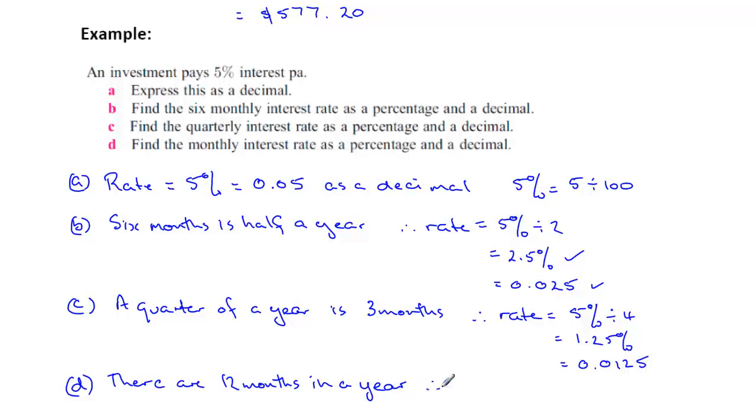Okay, so therefore our rate would be equal to 5% divided by 12. Now, in this case, we end up with a decimal as a percentage. So we've got this number comes in as 1.4666... percent. But we can't write that down.